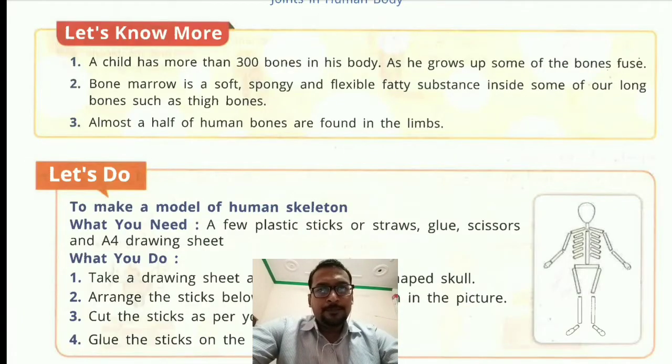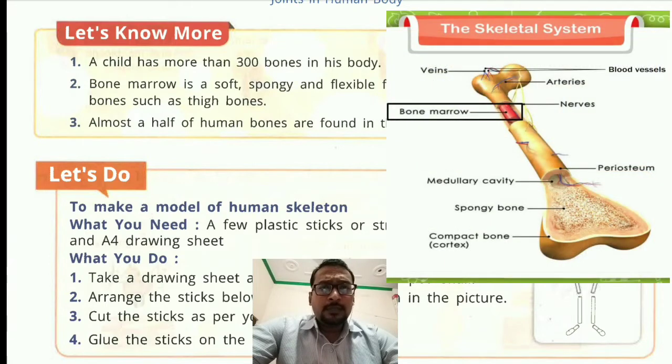Let's know more. A child has more than 300 bones in his body. As he grows up, some of the bones fuse, and finally at the adult age the bones are 206. Bone marrow, what is it? It is a soft, spongy and flexible fatty substance inside some of our long bones, such as thigh bones, femur, okay, the longest bone.